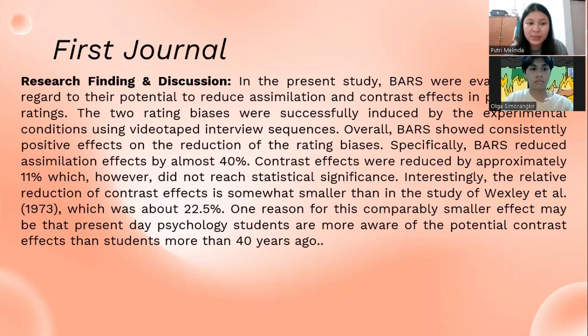Specifically, BARS reduce assimilation effects by almost 40%. Contrast effects were reduced by approximately 11%, which, however, did not reach statistical significance. Interestingly, the relative reduction of contrast effect is somewhat smaller than in the study of Wexley, 1973, which was about 22.5%. One reason for this comparably smaller effect may be that present-day psychology students are more aware of the potential contrast effects than students more than 40 years ago.